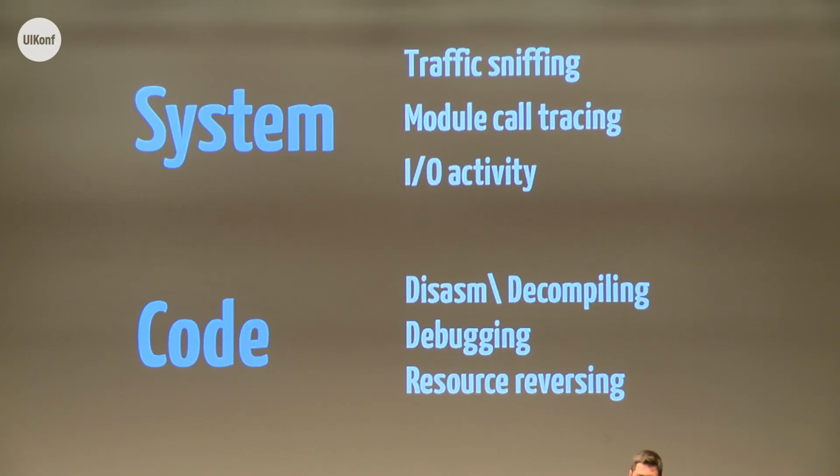Let's start with analysis. Analysis can be done on a system level and on a code level. System level includes traffic sniffing with tools like Charles Proxy, system call tracing with tools like dtrace, input-output activity, file monitors, loggers, etc. The most interesting one is code level. It contains disassembling, decompiling, debugging, and reversing of internal application resources. We will start with this.